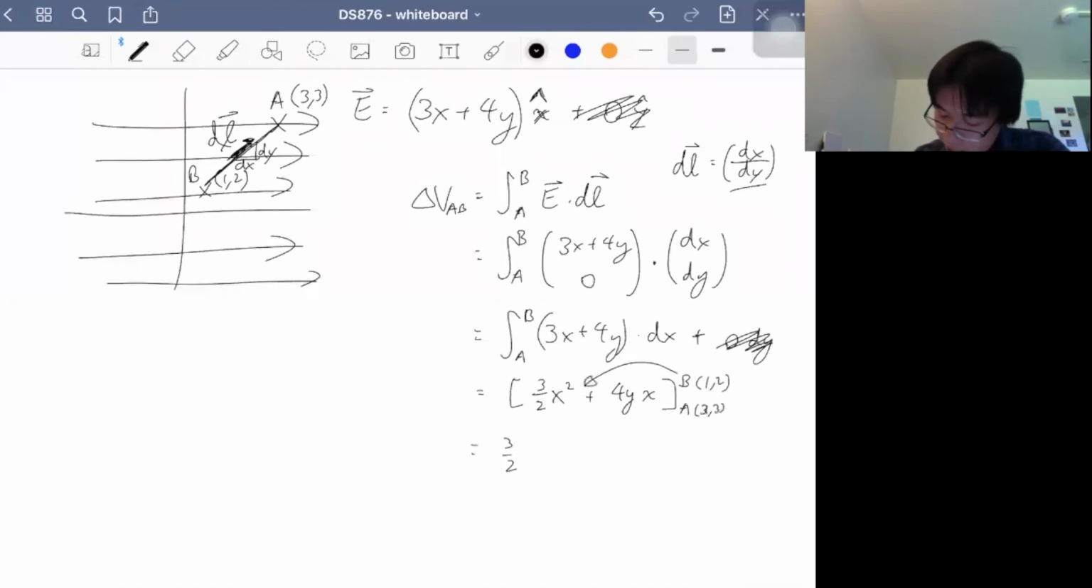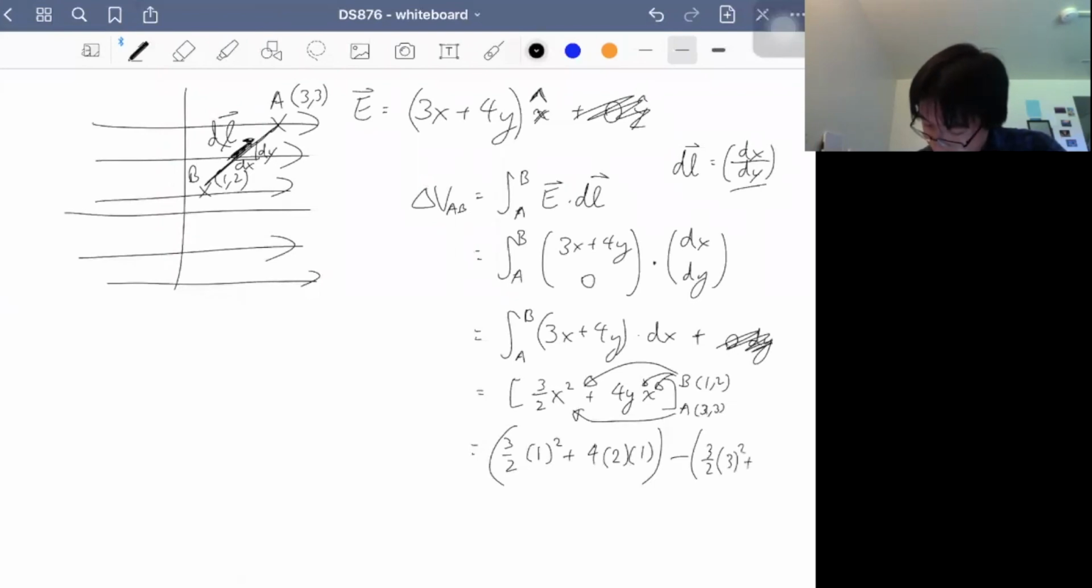So you plug in B first, in the first term. What's the x value of B? It's 1. And 4, what's the y value of B? 2. What's the x value of B? 1. Minus, and then plug in everything from A. So what's the x value of A? 3. What's the y value of A? 3. What's the x value of A? 3. And then you do the math. That's your potential difference. So that's all I have to say.